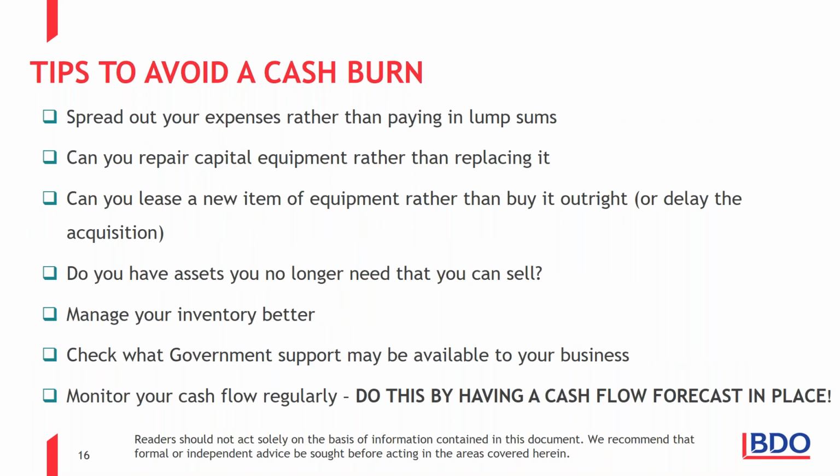You can spread out your expenses rather than paying in lump sums. For example, if you've got the option to revert to subscription-style payment methods for things like insurance premiums or software licenses, many vendors have that payment option these days. You can try to repair capital equipment rather than simply replacing it. You might even sell some assets if you no longer need them. Or consider leasing new equipment rather than paying for it outright if you're buying new equipment, or you could just delay the acquisition altogether until you're through the other side.